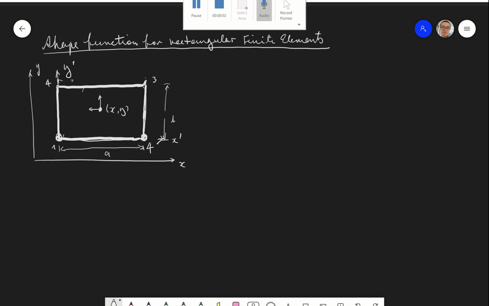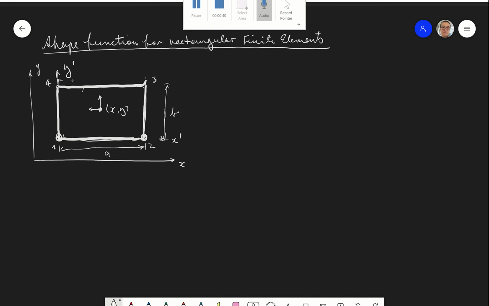So now let's look at how we can work out the shape function for a rectangular finite element. As shown here, we have a rectangular finite element set up in the global coordinates x and y, where we have four nodes, 1, 2, 3, and 4. To simplify things a bit, we also have the length of the element a and the width b.